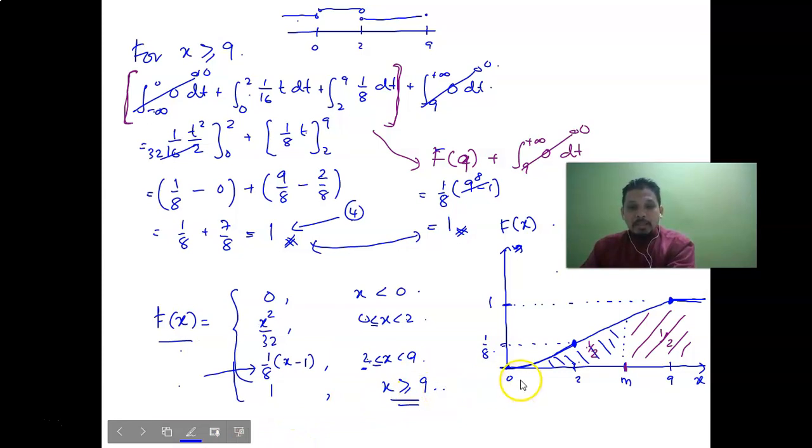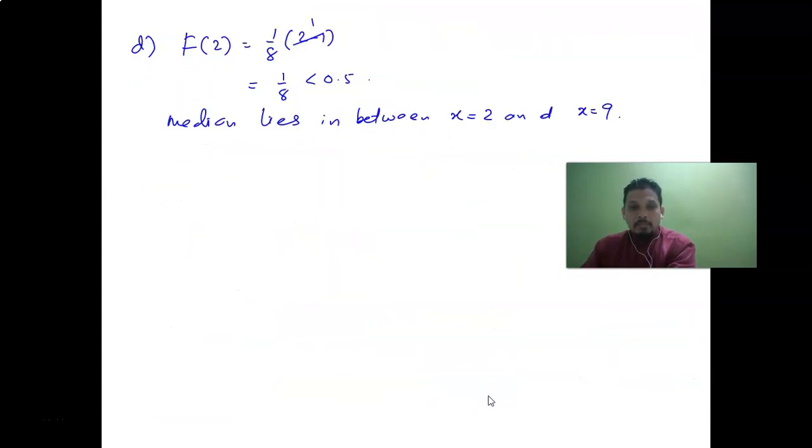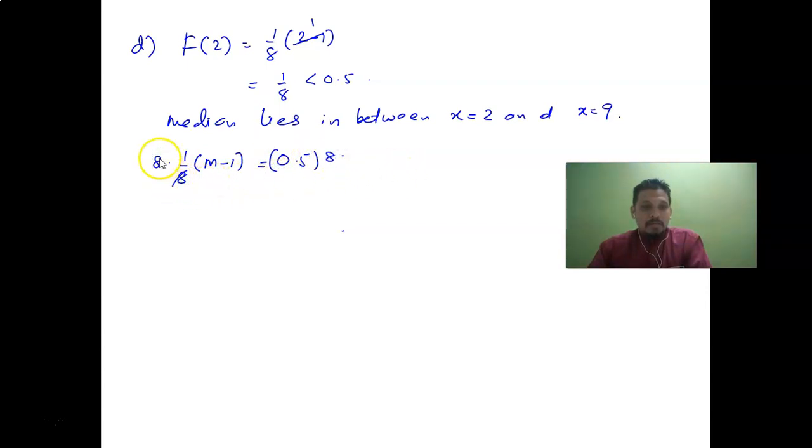Okay, so then 1 over 8 m minus 1 equal to 0.5, or make it 1 over 2. Never mind. Multiply 8 here and multiply 8 here, left and right. So 8 divided by 8 equal to 1, 8 times 0.5 equal to 4, and minus 1. Then m equal to 5. There you go.